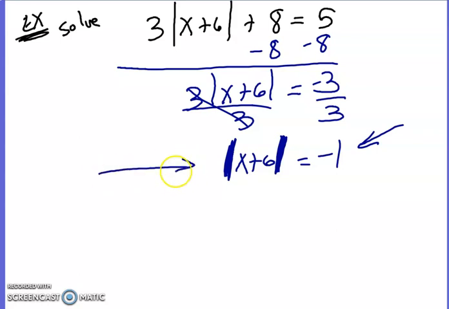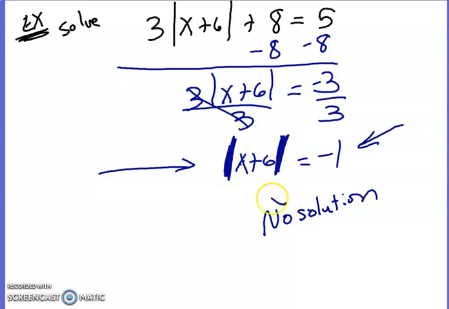So whenever you work a problem like this, you get down to the absolute value equals a negative number, which is impossible. The absolute value cannot equal a negative number. What you have to do is just say there is no solution. There is no x value ever that will make that work. So if you try 5 in there, or 23, or -77, or whatever it is, the absolute value makes it positive.